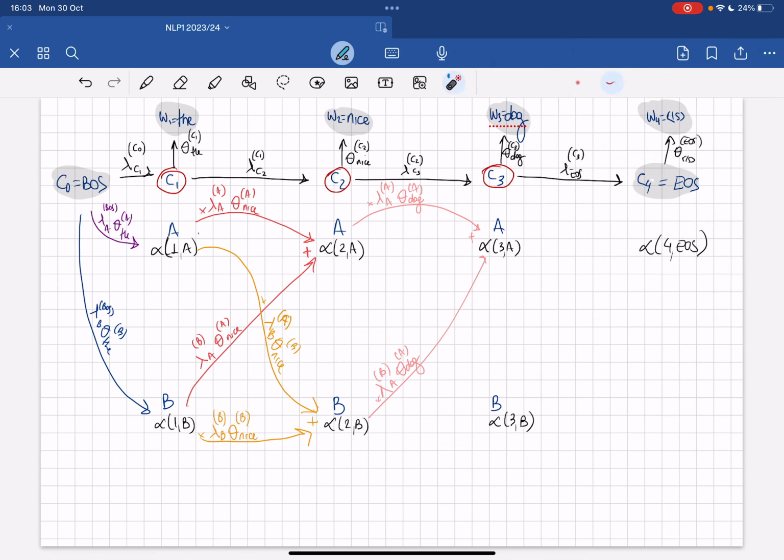And we can do the same for alpha 3B. These are the sequences that end in C3 equals B, W3 equals dog. And we might have extended a sequence that ended in C2A, in which case we have a transition from A to B and an emission from B to dog. Or we extended a sequence that ended in C2B, and then we have a transition from B to another B, and from this B we emit dog. And this is precisely the value of alpha 3B.